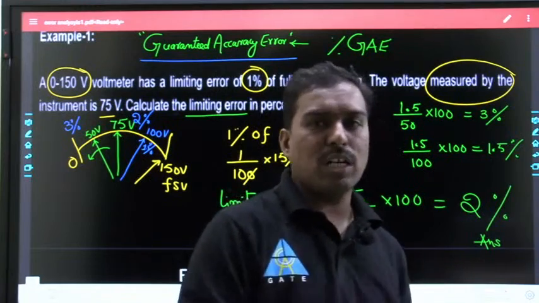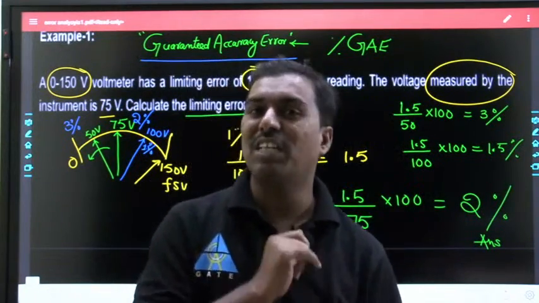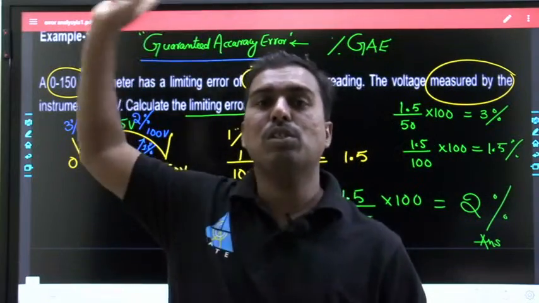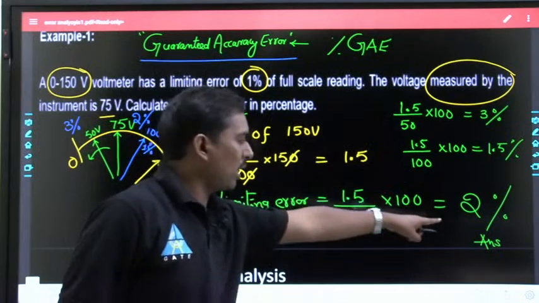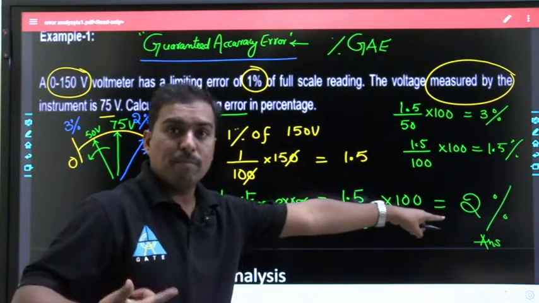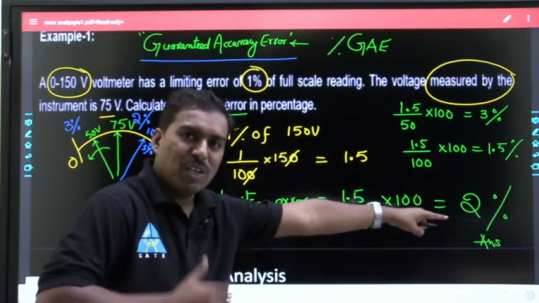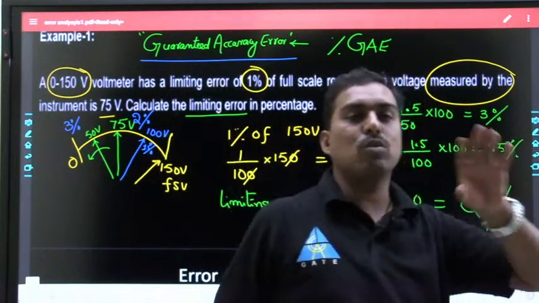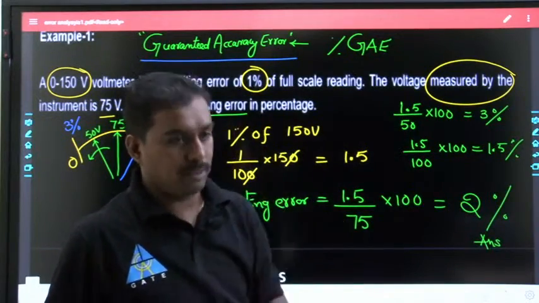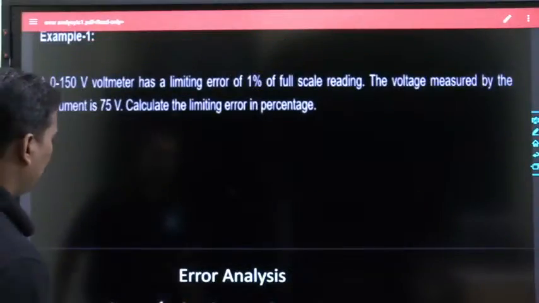But after you go home, what did you do at home? You are not measuring 150 volts, you are measuring 75 volts. If 150 volts has 1% error, how much error will come for 75 volts? 2% will come. The error increased. If you are measuring the lower values, the error is going to be increased. If you are going to the higher values measurement, the error is going to be decreased. Please make a note of this point. Okay, chalo. Next question.